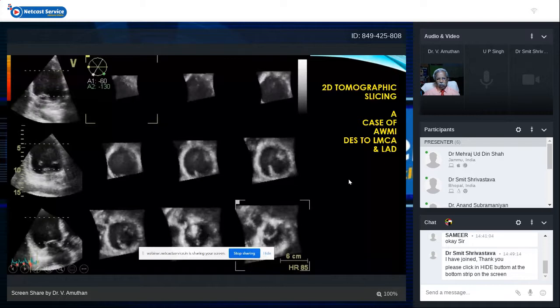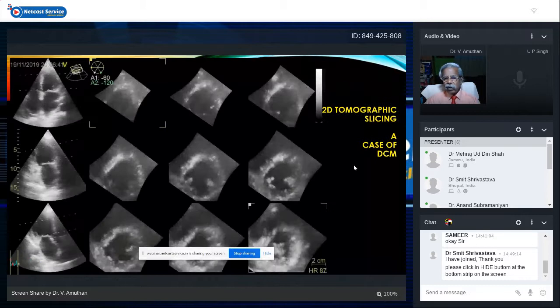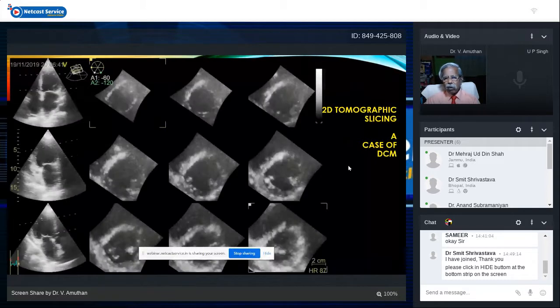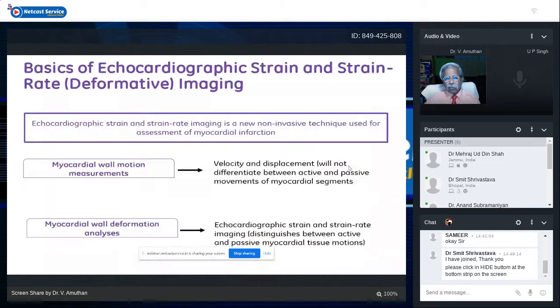Regional wall motion abnormality can be picked up very easily when you have this tomographic slicing. So this is a case of dilated cardiomyopathy. You can see the dilated heart contracting, and you can use this for stress testing also.